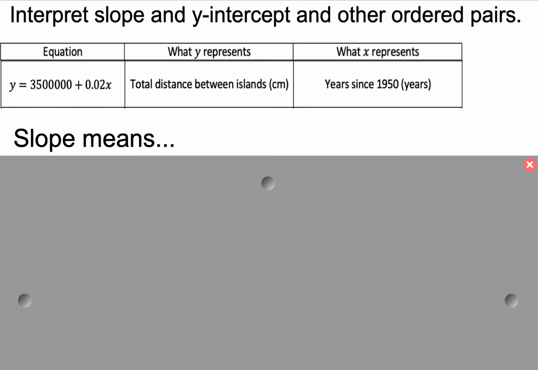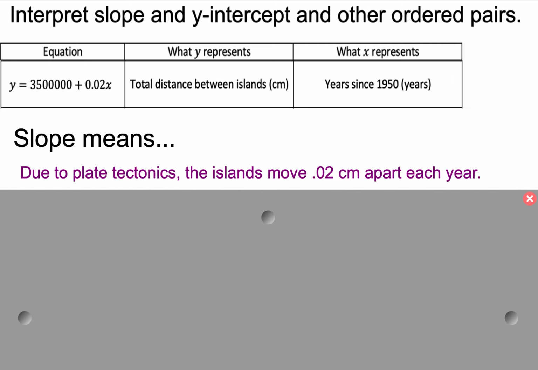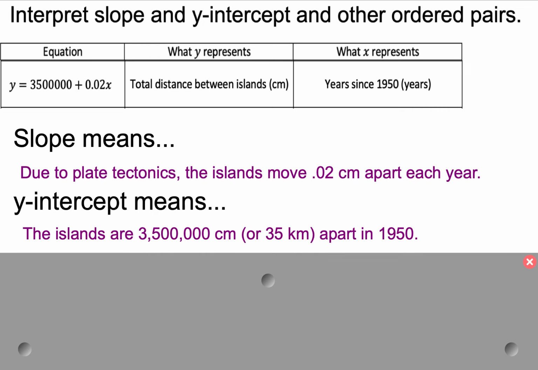Okay, Y equals 3,500,000 plus 0.02x. Y represents the total distance between islands, measured in centimeters, and X represents the years since 1950, measured in years. The slope of 0.02 means, due to plate tectonics, the islands move 0.02 centimeters apart each year. And the y-intercept of 3,500,000 means the islands are 3,500,000 centimeters apart in 1950, which is 35 kilometers.